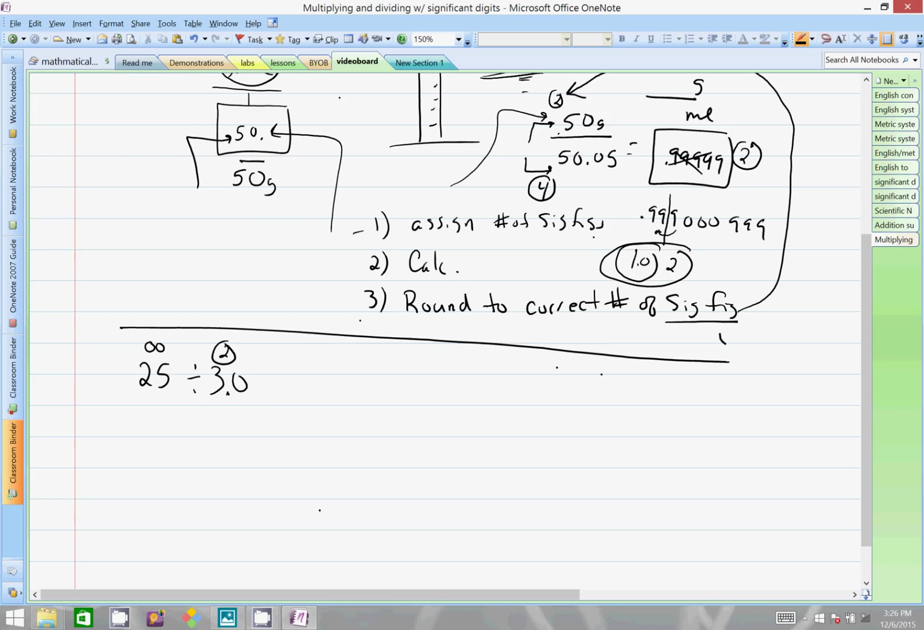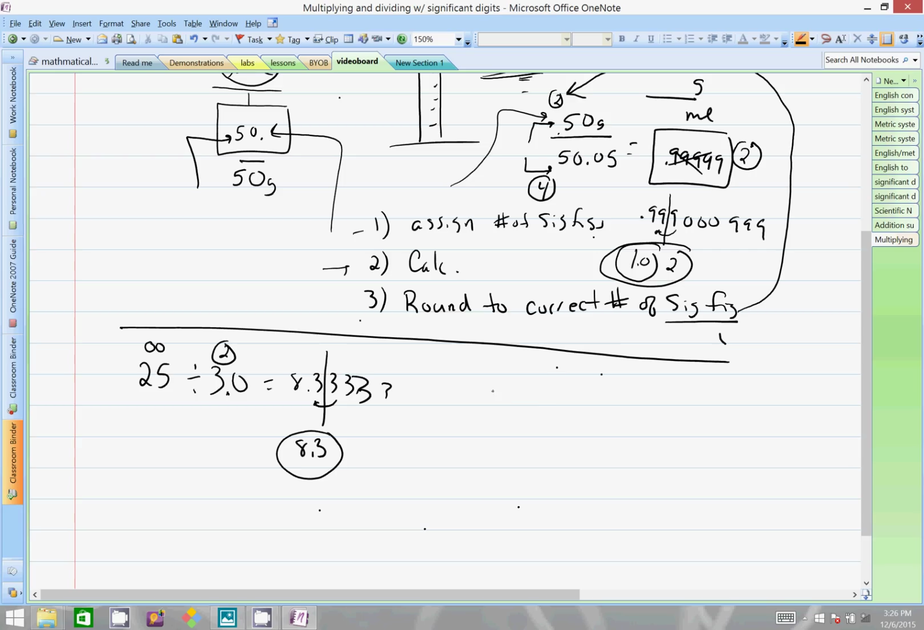So now it's done. Calculate. Plug it into your calculator. 25 divided by 3 equals 8.333333. Keeps on going. But I want to cut this number off at 2 sig figs. So the 3 is not big enough to round up, and I get 8.3 is my answer. Okay. An actual multiplication example.